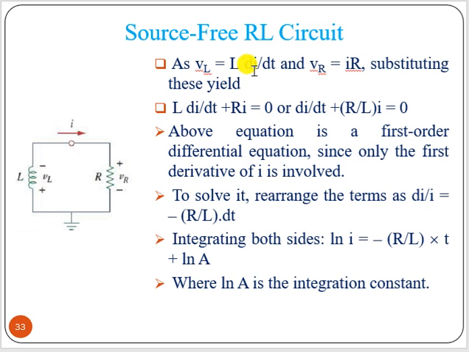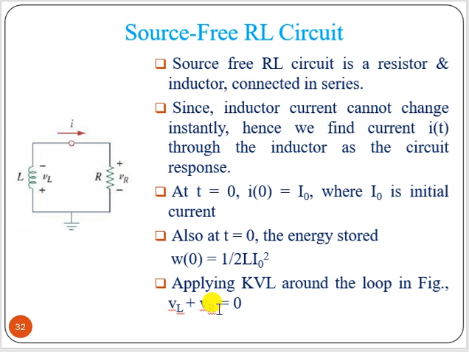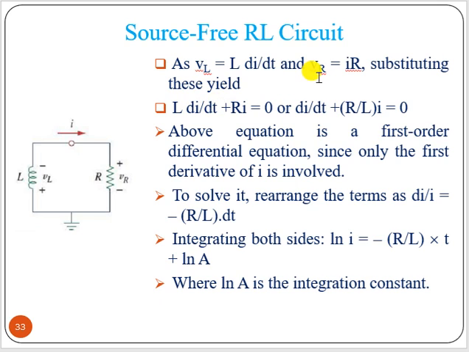Now VL is nothing but L di by dt and VR is nothing but I R. So putting that into this equation, L di by dt plus I R equal to 0. By rearranging and dividing by L, di by dt equals minus R by L into I. Now rearranging, di by I equals minus R by L into dt. If we integrate both sides, we get ln I equals minus R by L into t plus ln A, where ln A is the integration constant.